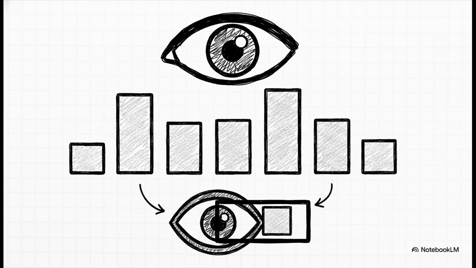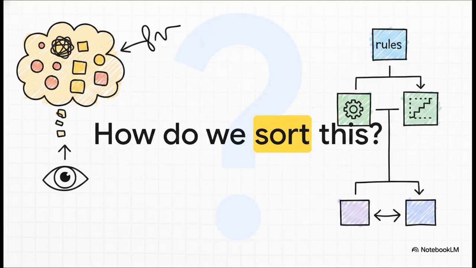But a computer doesn't process information like we do. To the machine, this is just a sequential block of memory. It literally cannot see the whole picture at once. So that brings us to the central conflict of our explainer today. How do we actually sort this?